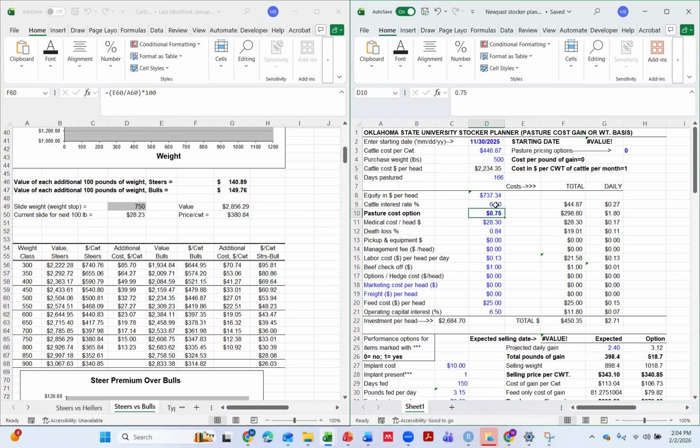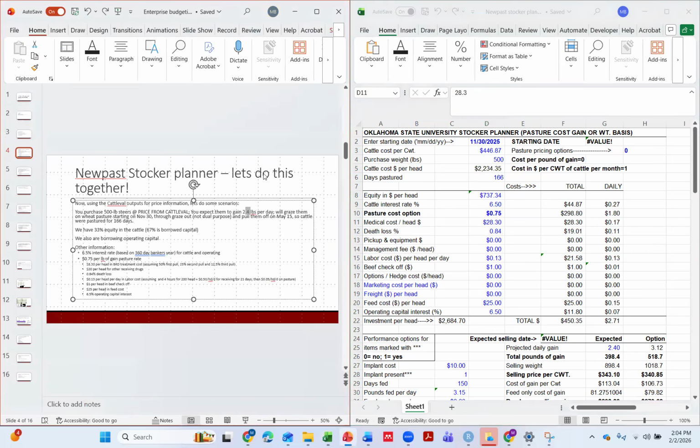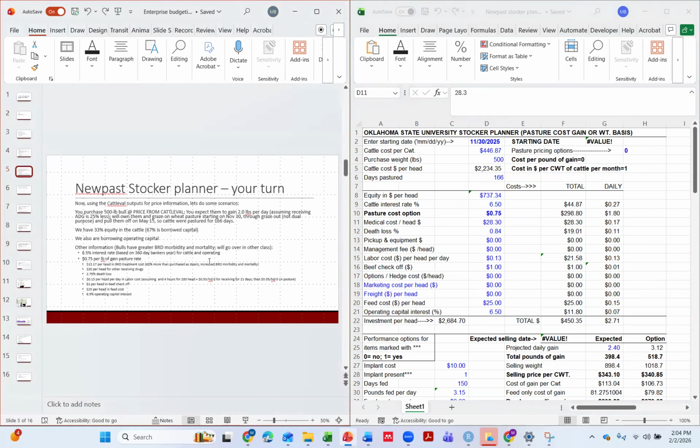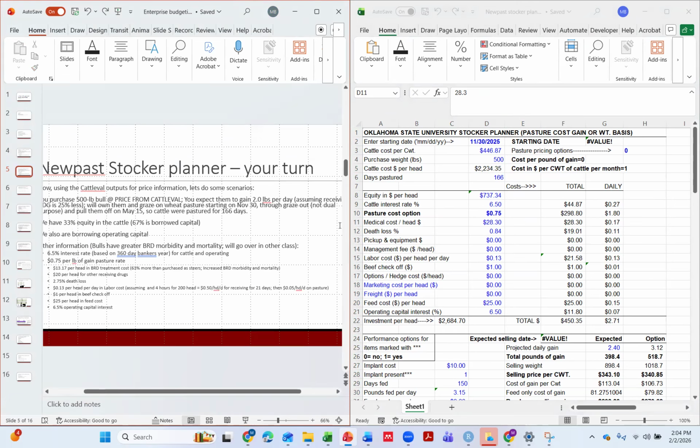Interest rates, we're not changing. Pasture lease costs, we're not changing. So these bulls, let's see here.